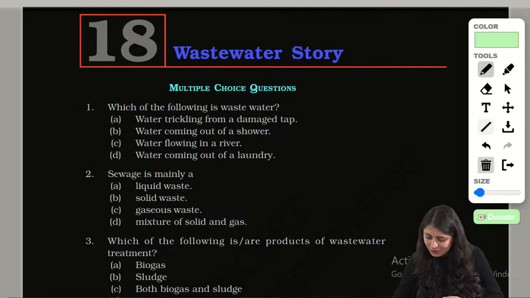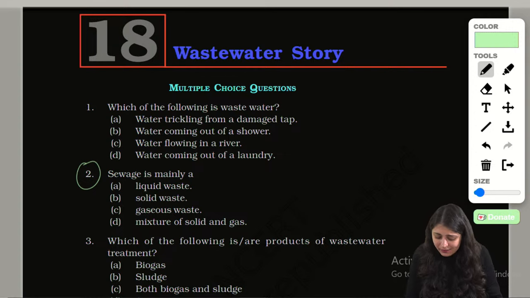Thank you, Subesh. Chaliye, question number two. Sewage is mainly liquid waste, solid waste, gaseous waste, mixture of solid and gas. Question number two, everyone. Ma'am, is salt acidic, basic or neutral? Methyl salt can be acidic also, it can be neutral also, it can be basic also, depending upon which acid base you are taking.